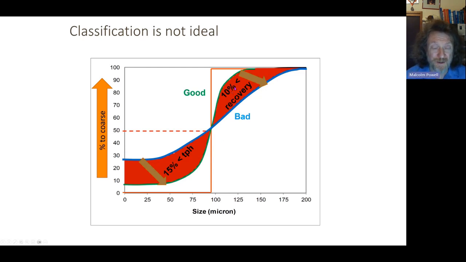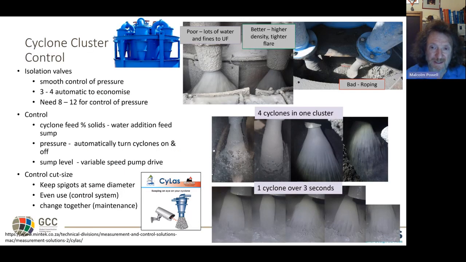In the coarse stuff, you lose recovery. So this is kind of the extremes of the losses you can have. So that forgotten cyclone at the top of the cluster, pay attention to it. Properly set up, proper control. These make a huge difference to overall profit. I see cyclones next to each other, one roping, one okay. 4 cyclones in a cluster, completely different cut sizes in each of them.